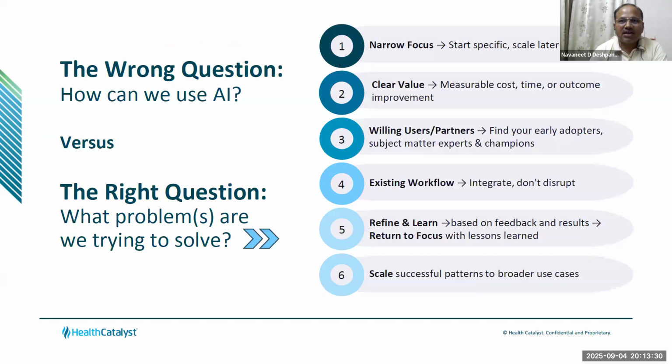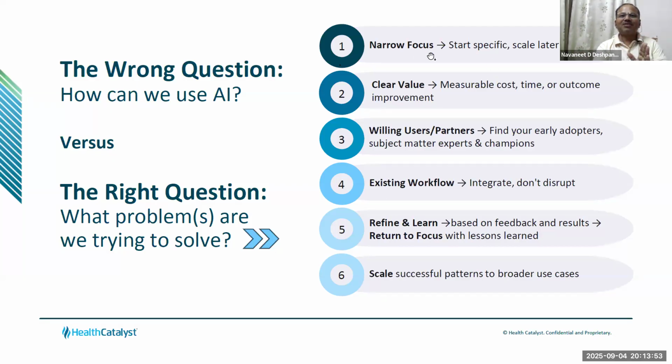Now, people ask what will be the next step. The next step is how can we use the AI? Are there any specific tools that one has to learn? Versus what problems are we trying to solve? Entirely, what is it that we are actually trying to solve by implementing project management in healthcare? So first, it has to be a narrow focus.